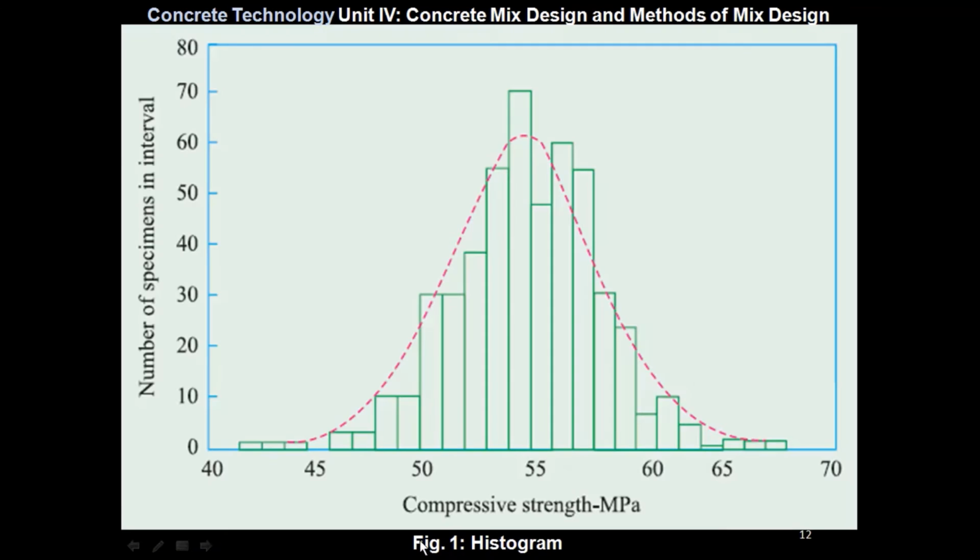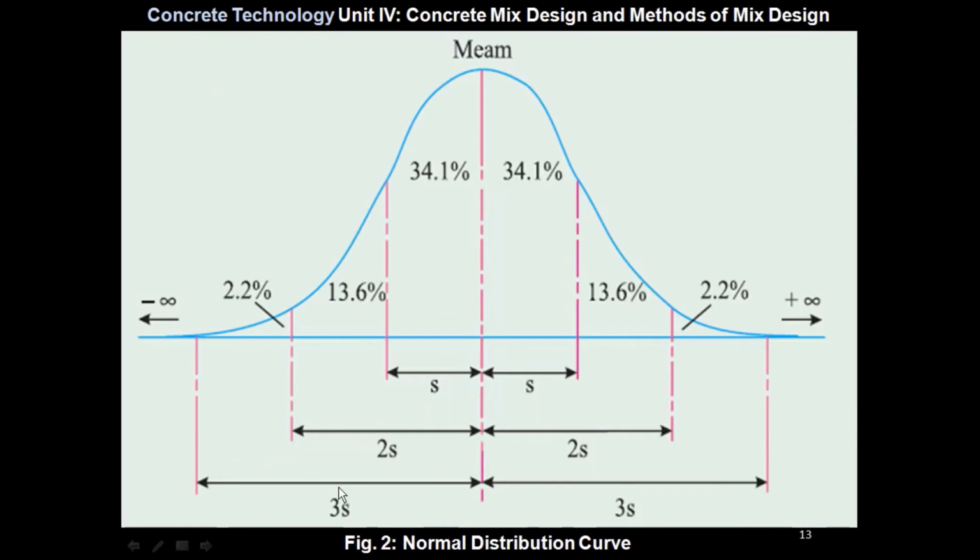So here we can see Figure number 1, the histogram. On the horizontal axis we can see the compressive strength in megapascal, and on the vertical axis we can see the number of specimens in interval. Here in Figure 2 we can see the normal distribution curve. Here the bell-shaped curve is there.